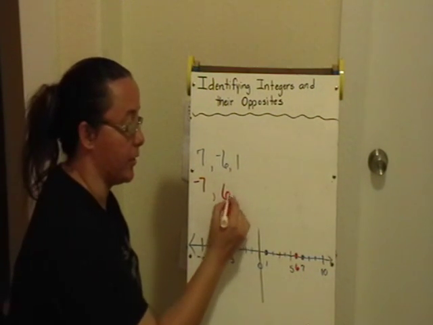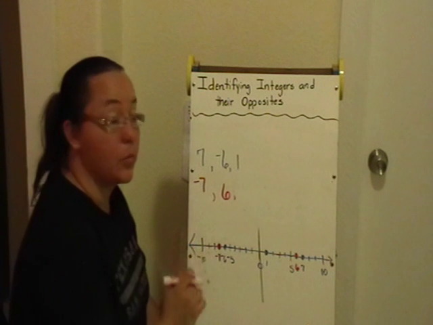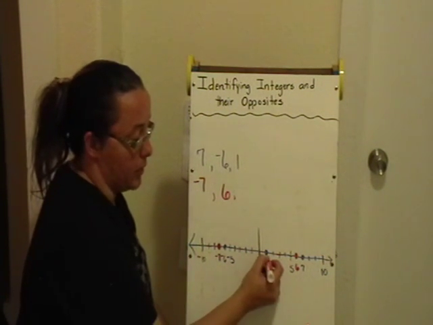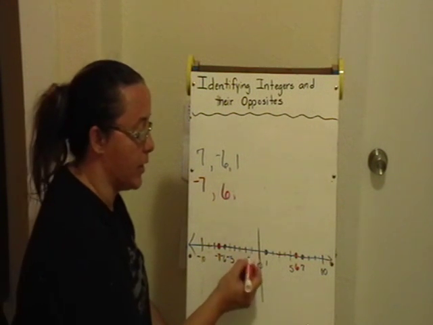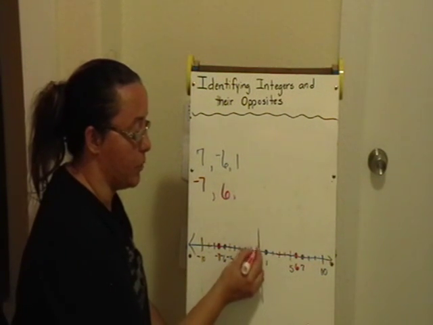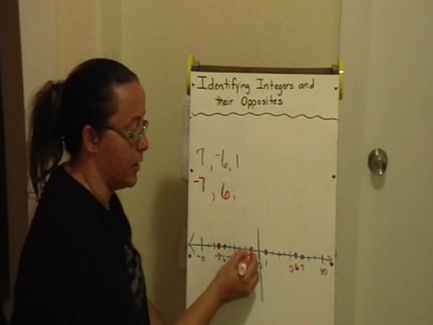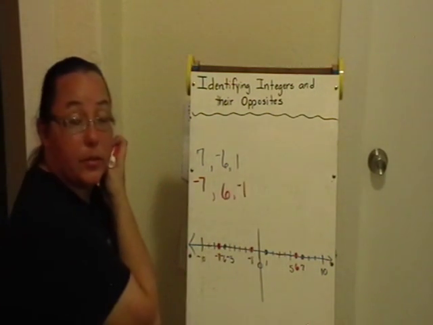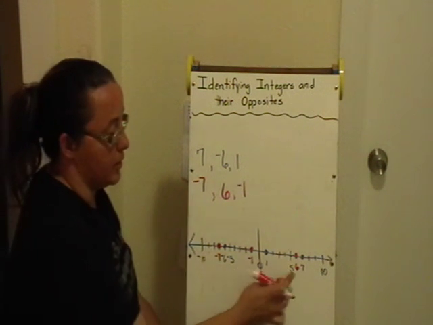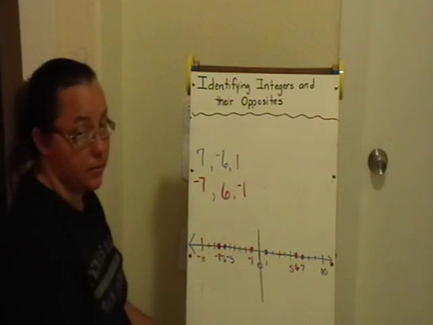Are you seeing a pattern here? Let's look at 1. Here is positive 1. So the opposite has to be the same distance away from 0, but on the other side. So let's take a look here. We go 1 unit to the left, and we find -1. So each of these integers has an opposite on the other side of the 0.